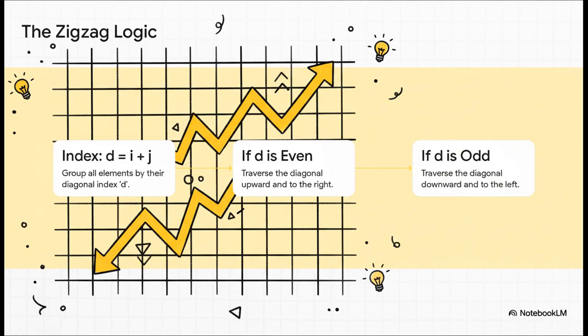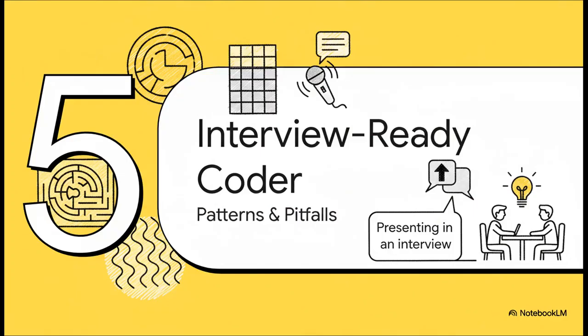Because of that property, the logic becomes dead simple. We loop through all the possible diagonal sums, which we'll call d. And for each diagonal, we just check, is d even or odd? If it's even, we travel up and to the right. If it's odd, we travel down and to the left. That simple check on the sum creates the entire zigzag movement. It's that easy. Okay, so we've got our 3 patterns: the turn, the peel, and the zigzag.